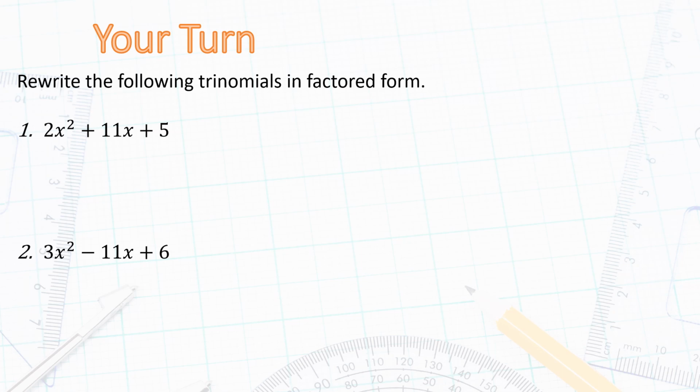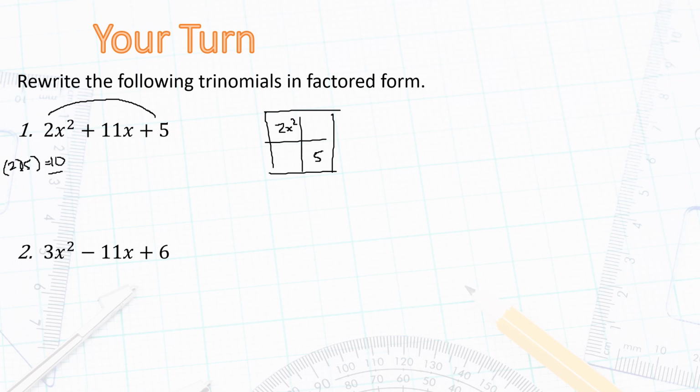Okay, so first step, box drawn, and fill in our values. So I got 2x squared and 5. Then 2 times 5 is 10. And I need factors of 10 that add up to be 11. So 1 times 10, 2 times 5. 1 and 10 is 11, 2 and 5 is 7. I want the 11 one. So my factors I need are 1 and 10.